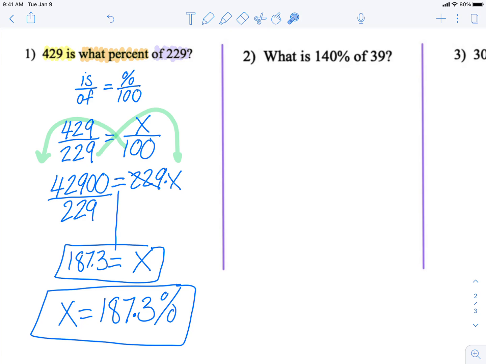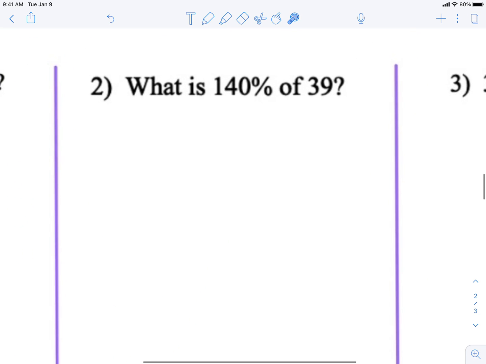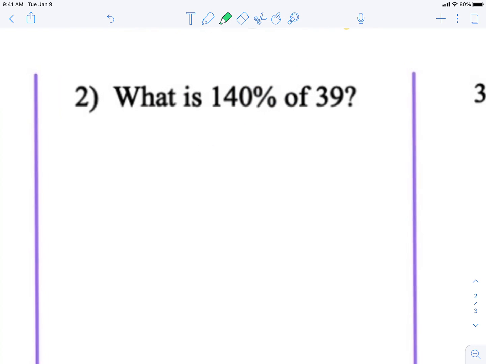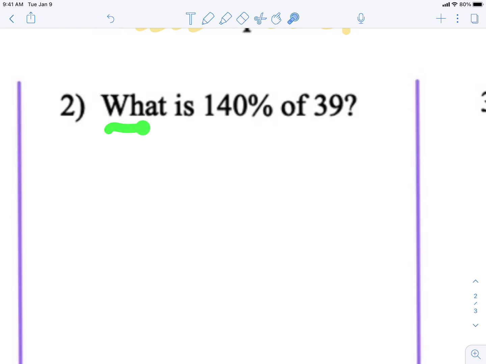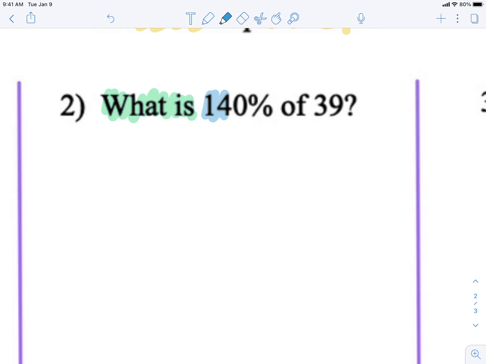Now this is the kind of problem where you're looking for the percent, right? The percent is missing. So let's look at our second example, and let's start highlighting again. All right? Let's read it first. What is 140% of 39? So what is 140% of 39? Look at that, right?